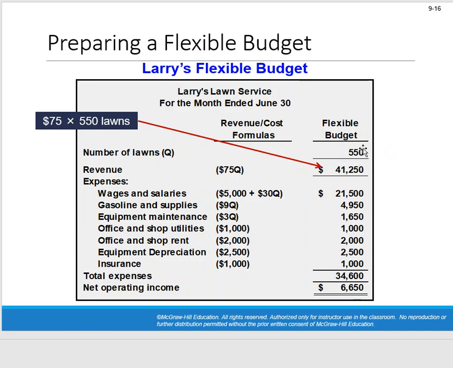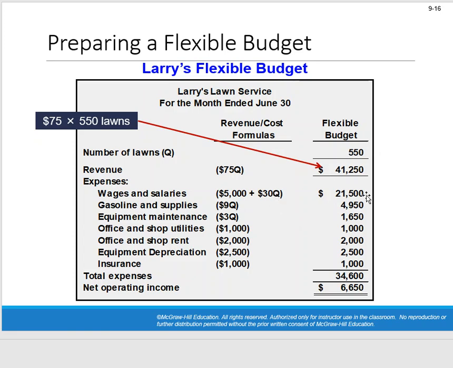So now we're looking at a flexible budget at a level of 550 lawns. So we take 75 times Q, 550. So now we're expecting 41,250 in revenue, but our variable expenses go up as well. So we still have fixed wages of 5,000 plus 30Q, 30 times 550.